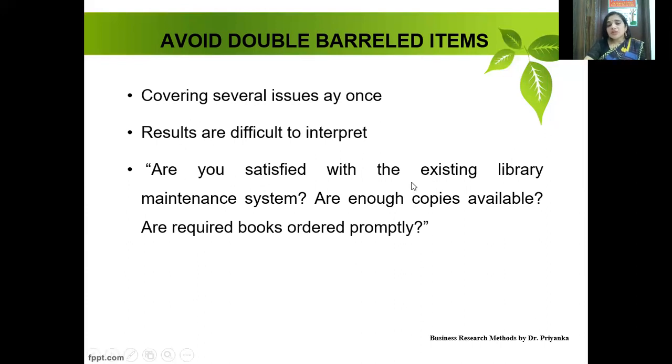For example, are you satisfied with the existing library maintenance system? This is one question. And then, are enough copies available? This is the second question. Are required books ordered promptly? These are three questions basically, and you might be asking them in just one question. This is what is called double-barreled. We should avoid it. We can divide this particular question into three parts.